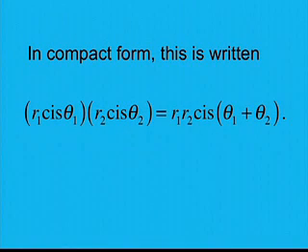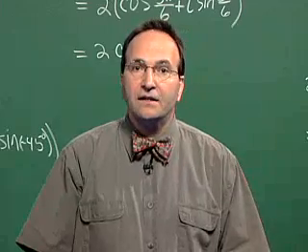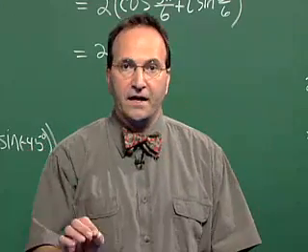In compact form, this is written as r1 cis theta 1 times r2 cis theta 2, and that's going to equal r1 times r2 times cis of (theta 1 plus theta 2). Well, let's look at an example that illustrates this theorem.